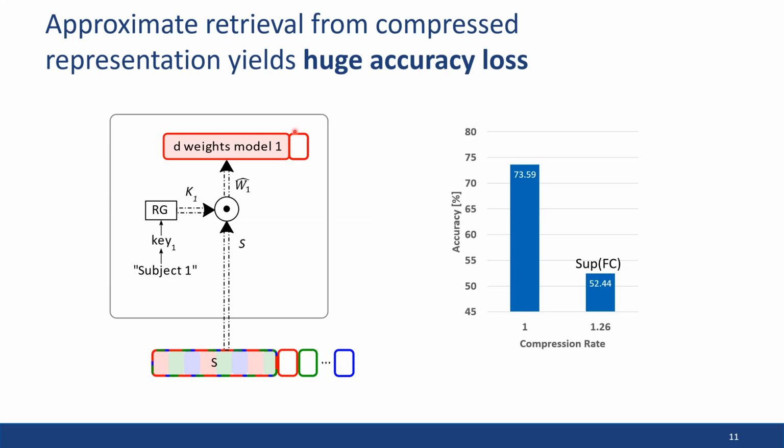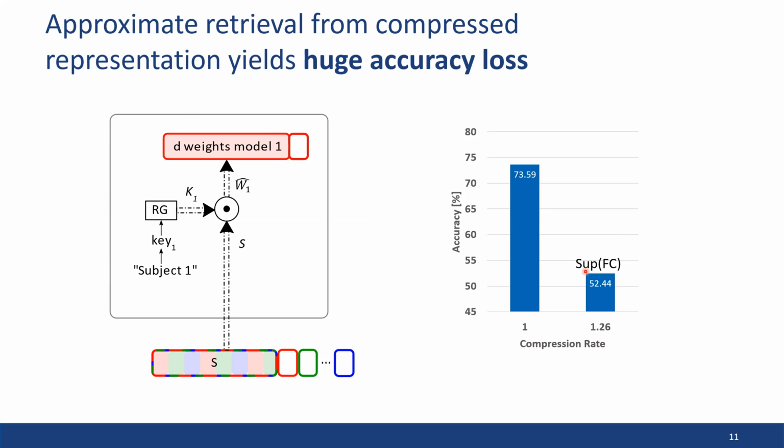If we do this operation, as I explained, on the fully connected layer, so our compressible weights are taken from the classification layer, meaning the fully connected layer, we achieve a compression rate of 1.26. However, we see a large accuracy degradation due to this superposition and retrieval in the hyperdimensional space. This is mostly attributed to the noise we introduce by this approximate retrieval.